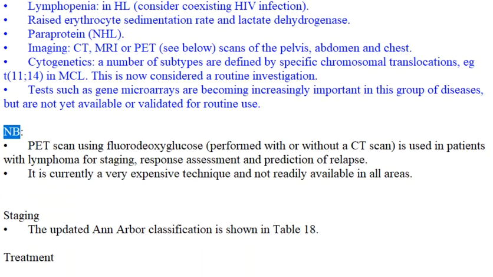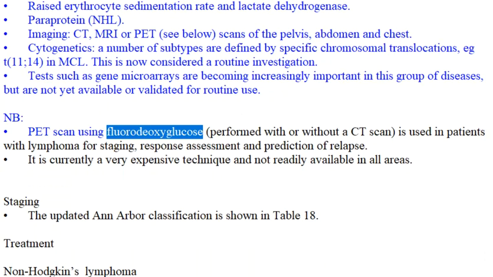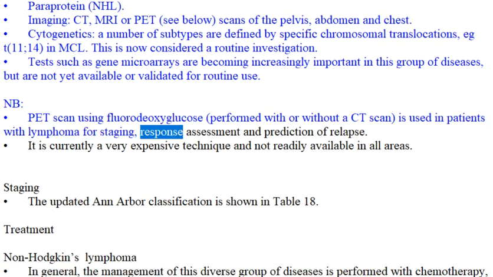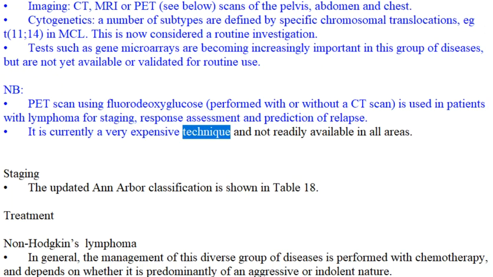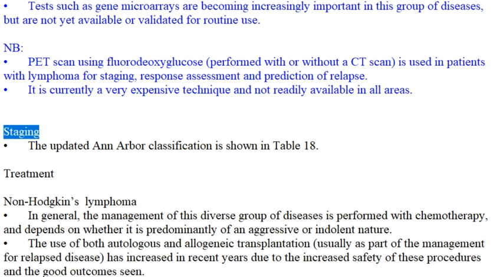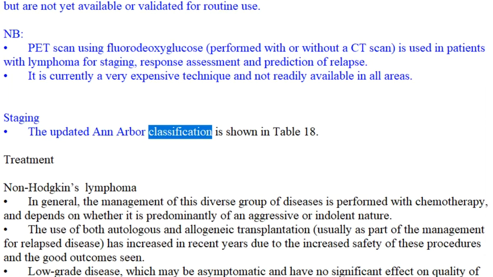NB. PET scan using fluorodeoxyglucose, performed with or without a CT scan, is used in patients with lymphoma for staging, response assessment, and prediction of relapse. It is currently a very expensive technique and not readily available in all areas. Staging. The updated Ann Arbor classification is shown in Table 18.